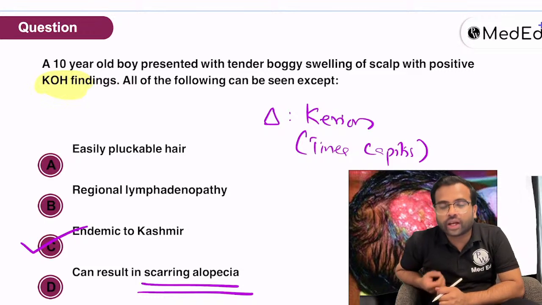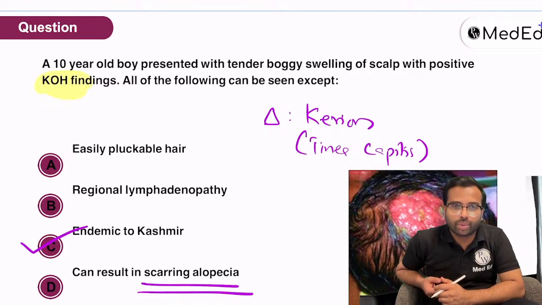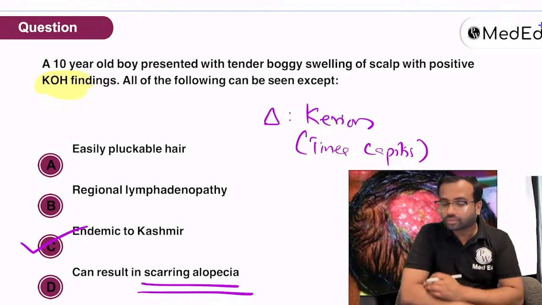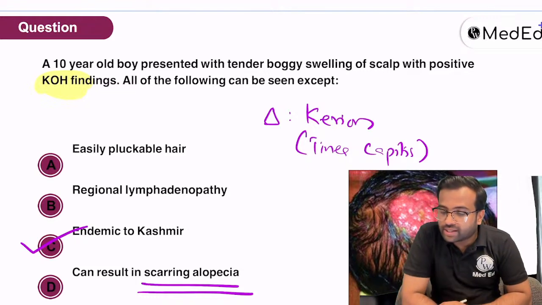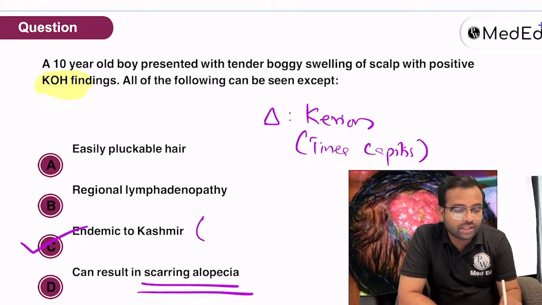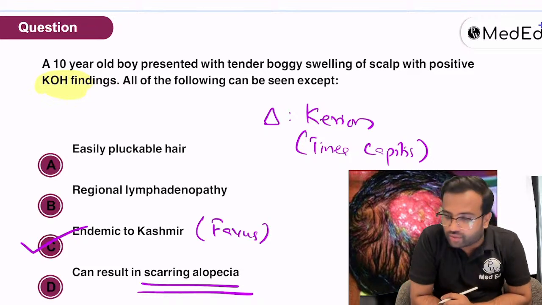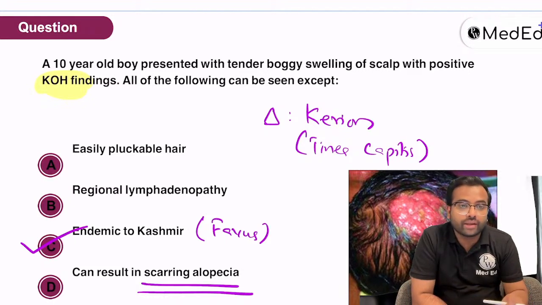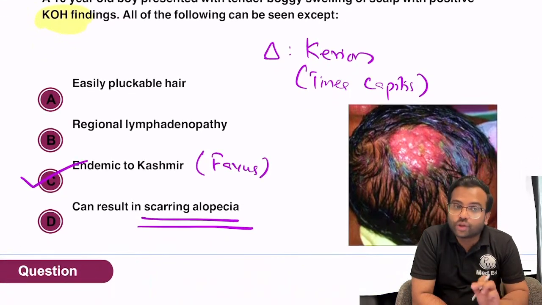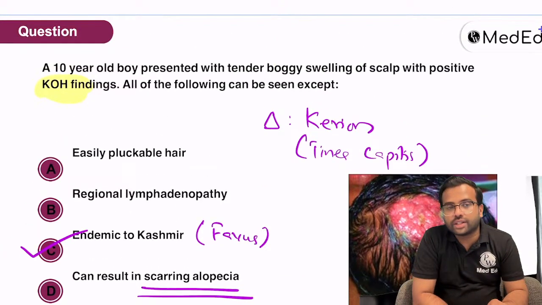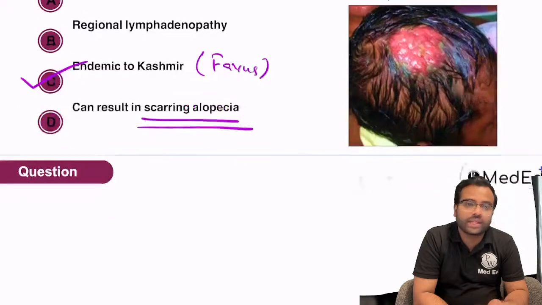Now, do you know which type of tinea capitis is endemic to Kashmir? So what is endemic to Kashmir? Yeah, that is another type of tinea capitis which is called favus. Okay, so here the right answer should be C, because that is not seen in Kerion, whereas all the other features mentioned in the MCQ can be seen in Kerion.